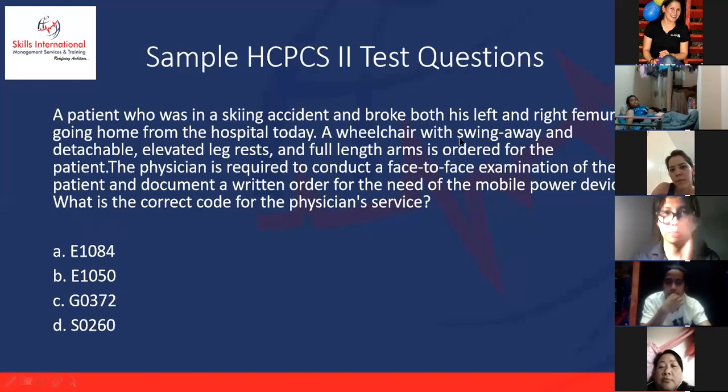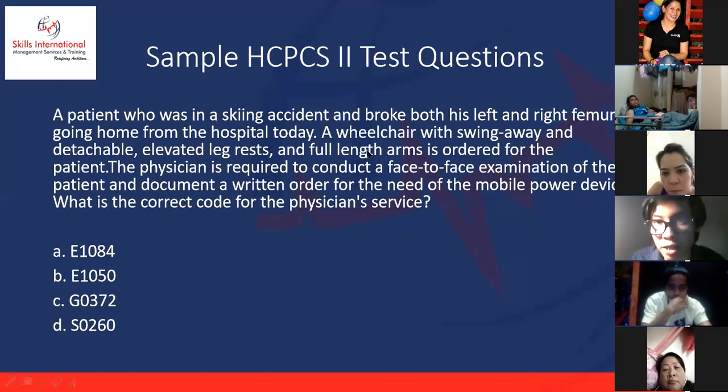So this one, blah, blah, blah, just defines what happened. But in reality, it just needs you to find out the code for a wheelchair that is swing away, detachable, with full-length arms. Even if this is long, how many sentences is this? Maybe two? The correct code for the physician service is the provision of a full-length wheelchair that has detachable elevated leg rest.